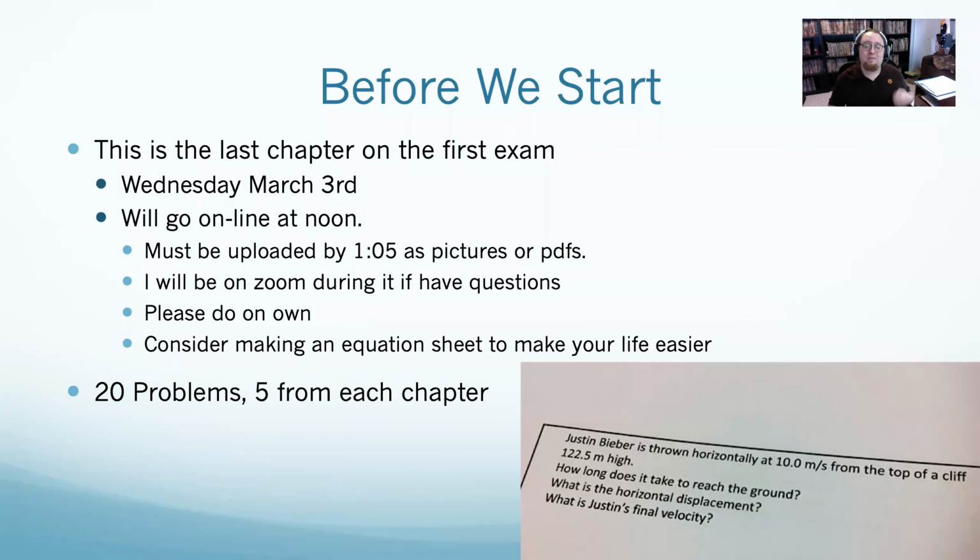During the exam, I will be on Zoom. So if you have questions, you can log in. Do not work with other people. If you do work with other people, and I can tell, which let's be honest, most of the time people work together, I can tell, I will just fail you on the exam and do an academic warning for academic dishonesty. It is open notes because I can't control that.